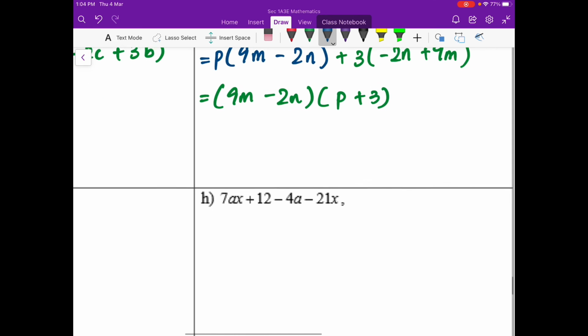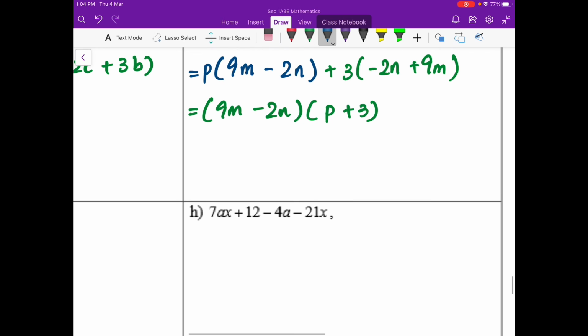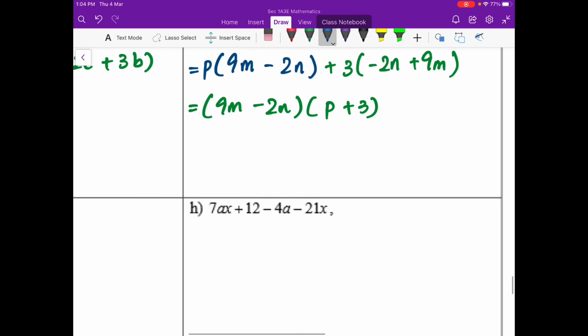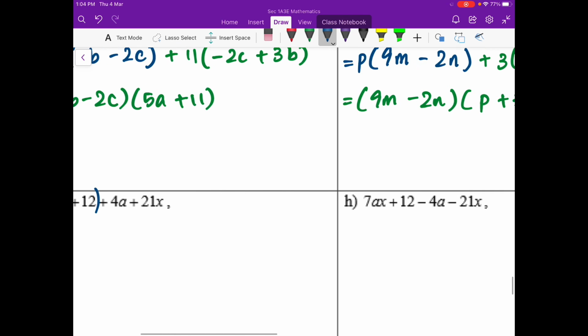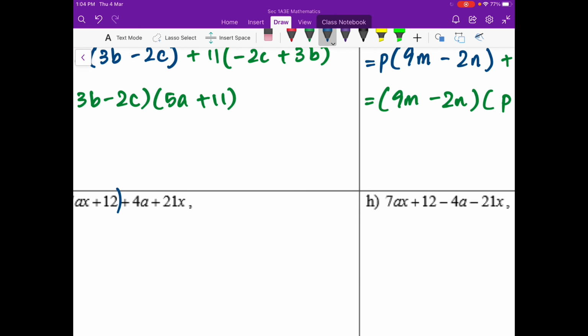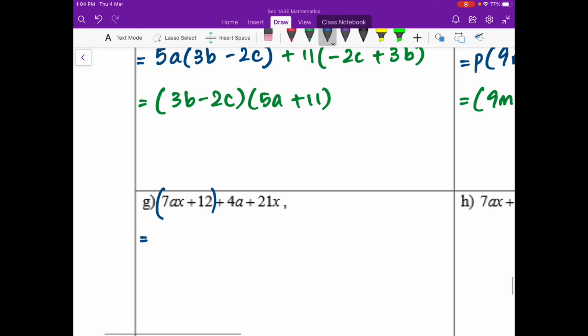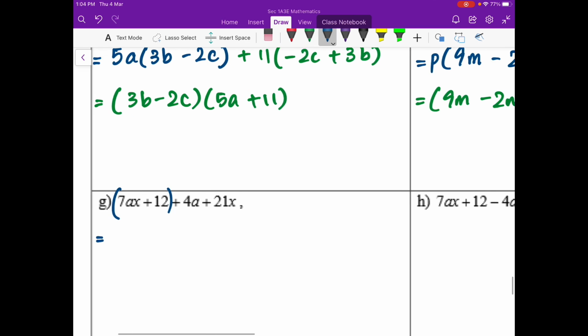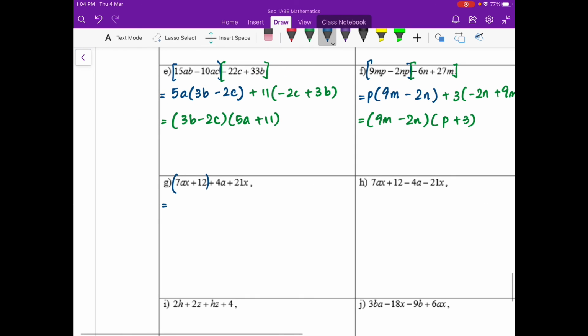9n plus 2n. Wait. P minus 3. No, they are not the same. Okay, try part G. Okay, in fact, I can give you the homework already.